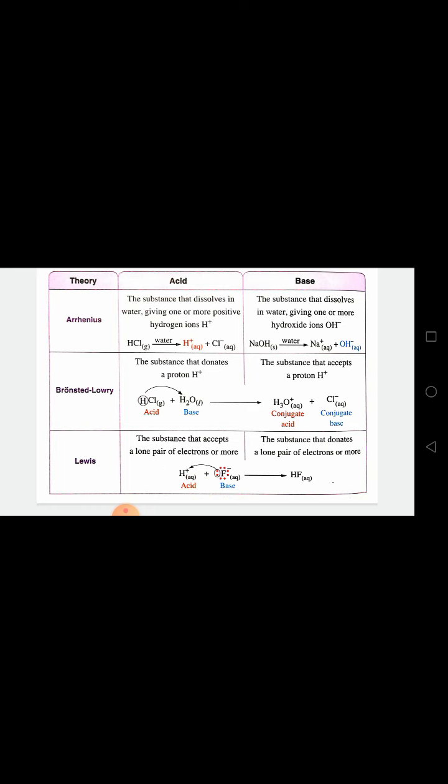In the case of Brønsted-Lowry, the transfer of hydrogen from one molecule to another will produce a conjugate acid and a conjugate base. In Lewis theory, the acid is defined as the substance which accepts a lone pair of electrons or more, while the base is the substance which donates a lone pair of electrons or more.